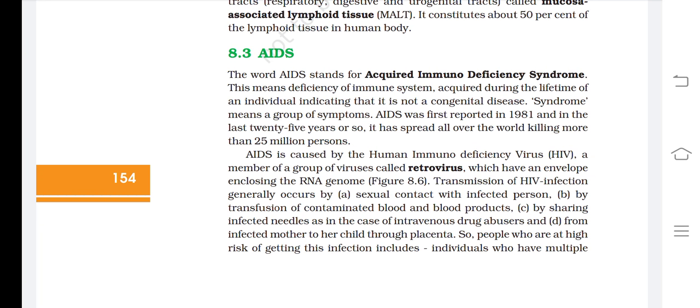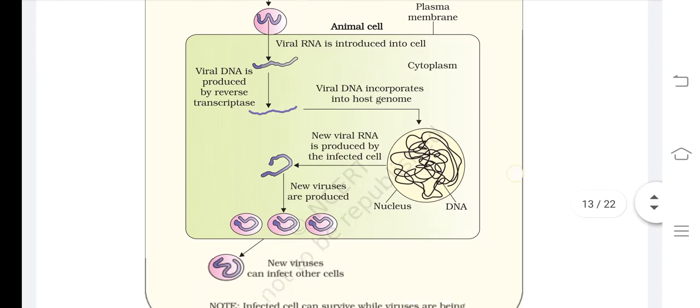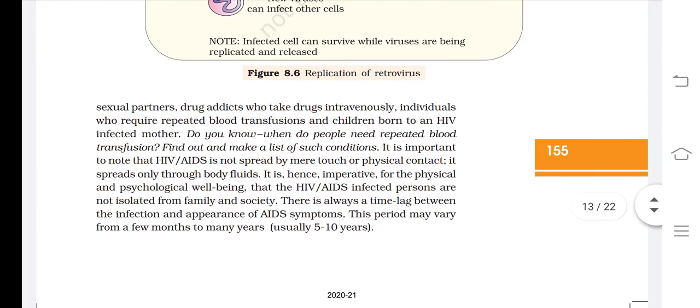So people who are at high risk of getting this infection include individuals who have multiple sexual partners, drug addicts who take drugs intravenously, individuals who require repeated blood transfusions, and children born to an HIV-infected mother. Do you know when people need repeated blood transfusion? Find out and make a list of such conditions.